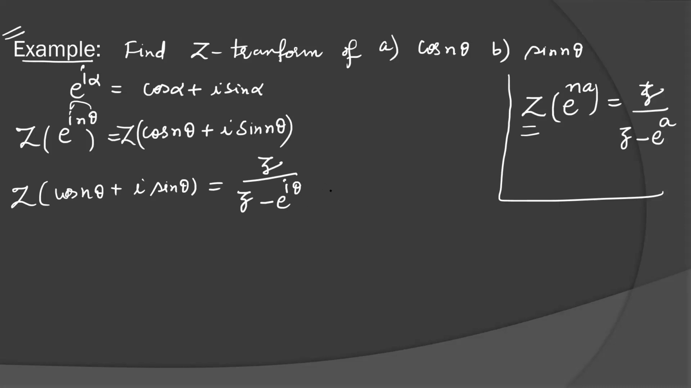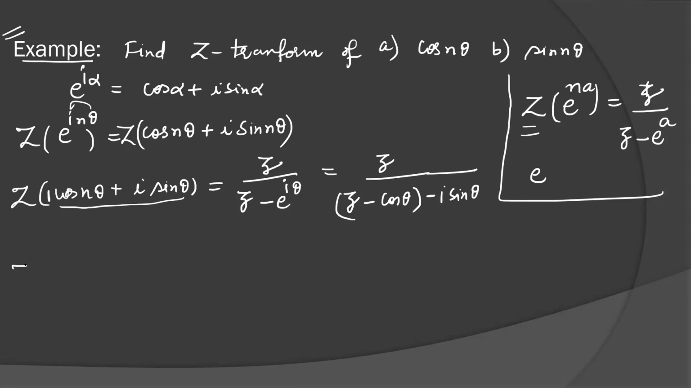For solving it, we have to separate real and imaginary parts. E to the power i theta, you can write cos theta plus i sin theta. I am separating real and imaginary parts. It will be equal to Z over Z minus cos theta minus iota sin theta. Use the linear property here. Here constants are 1 and i. If you use it, it will become Z of cos n theta plus iota Z of sin n theta.